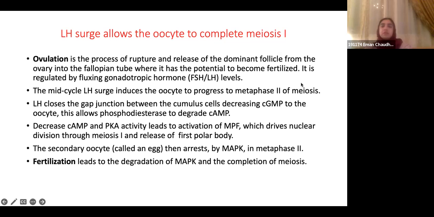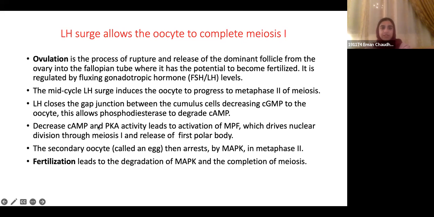Okay. Now for that LH surge, again, it induces the oocyte to progress into metaphase 2. That is because it's expecting to meet the sperm and complete its entire process and do the cell division, but it doesn't. Okay? So it closes the gap junctions between the cumulus cells, decreasing cyclic GMP, and as our colleague mentioned, this allows phosphodiesterase to degrade cyclic AMP. Why? You don't want more steroidogenesis to be happening in that area. You don't need more estrogen. You don't need anything else, okay? The progesterone is now going to be made by the corpus luteum.